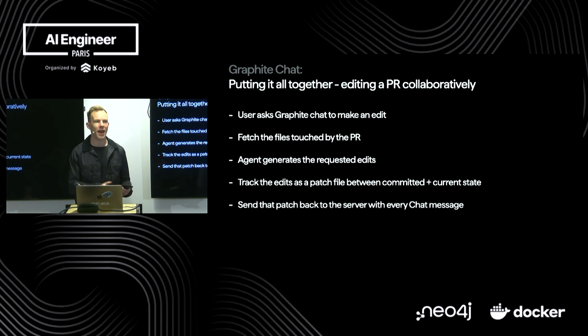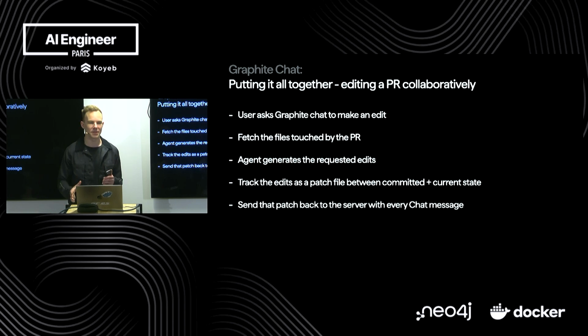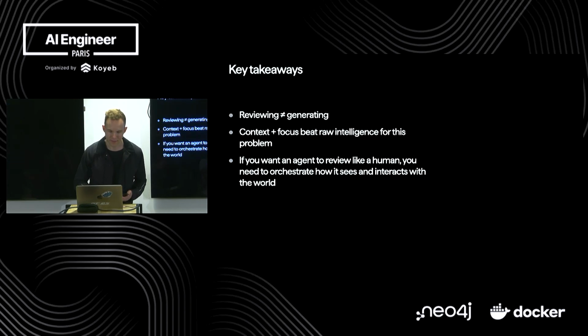And then the key thing here is we're tracking those edits as a patch file in the browser between the committed and current state. So every time we make that, we update the patch file, we store those edits, we store the state and the diff between what we have committed and what you're working on with chat. And with every subsequent message, we're feeding that back into chat. So if you ask it to make subsequent updates, chat has all the context on what you've changed already. You have that collaborative experience where you can keep making edits until you finally commit it, and then you can reset the local state to the committed state. So that's kind of the full round trip of Graphite Chat.